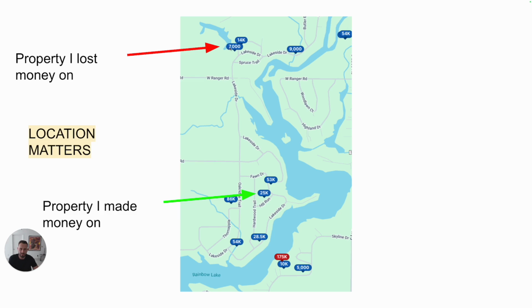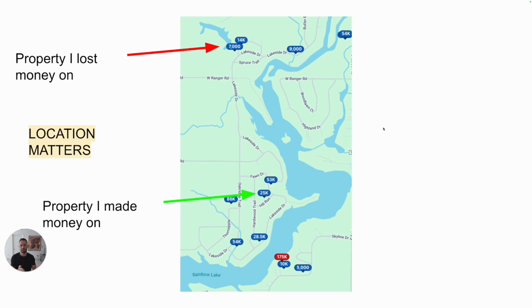This is the property I lost money on, the $7,000 one. This is the property I made money on, the $25,000 one I showed you. This is in the same subdivision, the same exact neighborhood, but you can see purely by being in a different area of the neighborhood, it sold for a different amount. And I'll tell you a little bit about why that occurs.